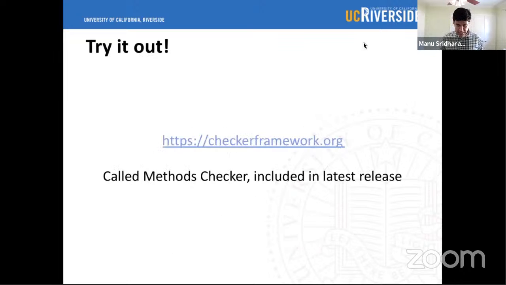So this tool is also available. It's actually now available as part of the checker framework. So I also encourage you to try this out.